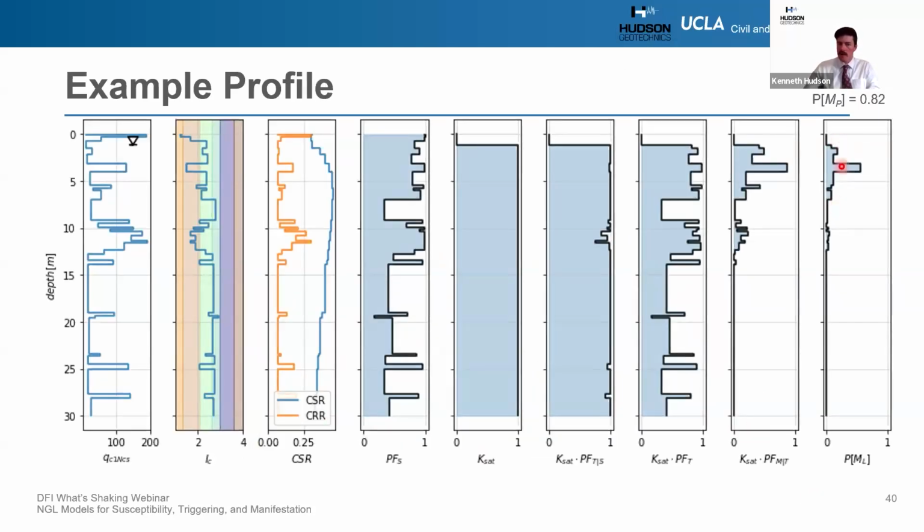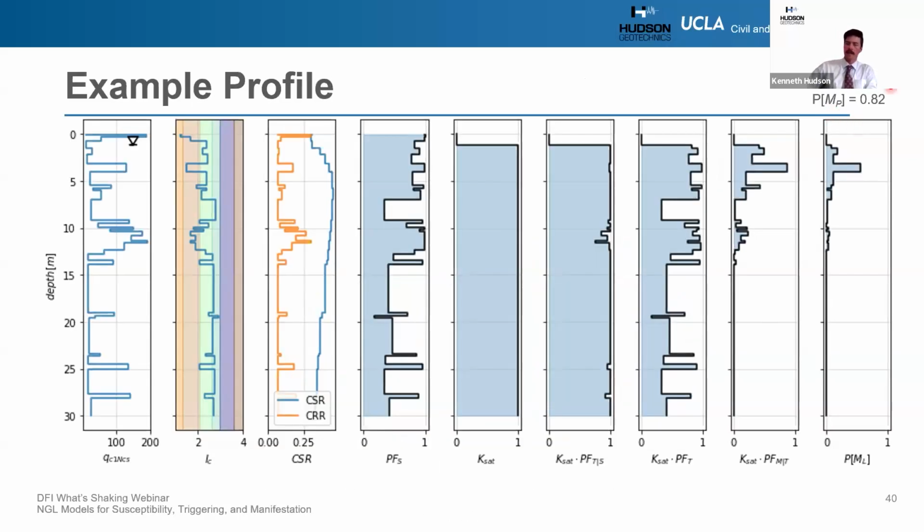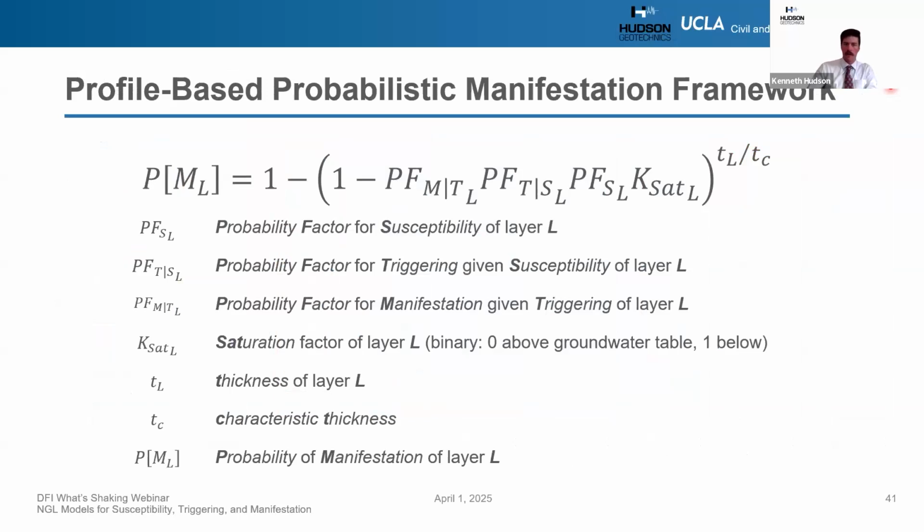Anyways, once we do that product sum and take into account the T over TC exponent, we can predict an entire probability of manifestation of the entire profile, PMP, rather than just layer specific. And for this particular example, we would predict an 82% probability that the profile would manifest. So that's generally how our framework works. And this is just a recap again of it. We include saturation, susceptibility, triggering, and manifestation. That all gets added together into one probability of manifestation for each layer.